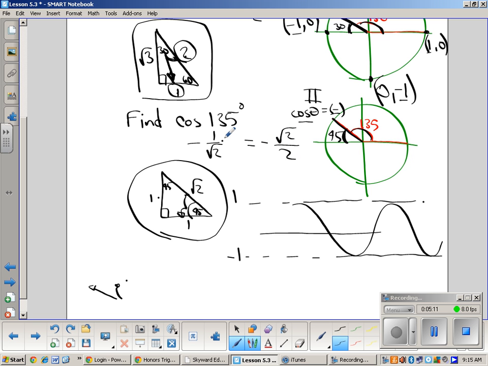And if I need to show it, I left room here. 1 times square root 2 is square root 2. And square root 2 times square root 2 is 2. So my answer is negative square root 2 over 2. Just showing you another method other than memorizing.